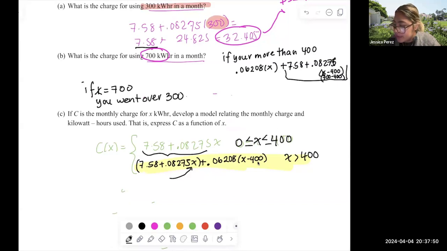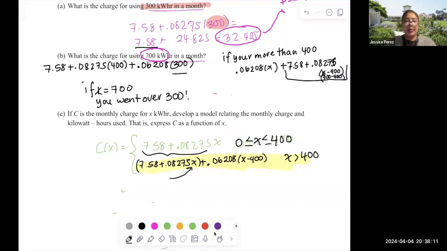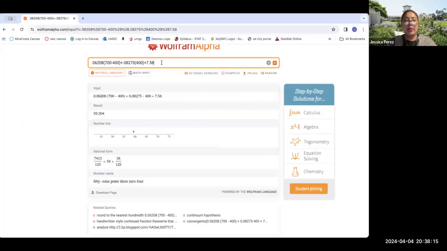300. So what you're going to use is you're going to use your model, your 7.58 plus 0.0275 times your 400 plus this 0.06208 times 300. Why 300? Because that's 700 minus the 400. And that's what I'm going to be substituting into the Wolfram Alpha business.